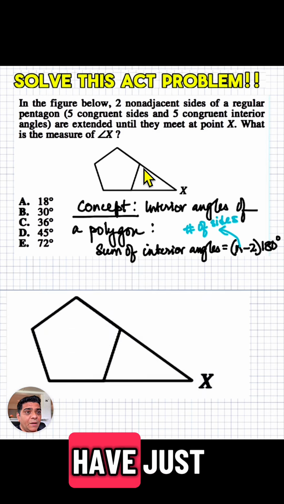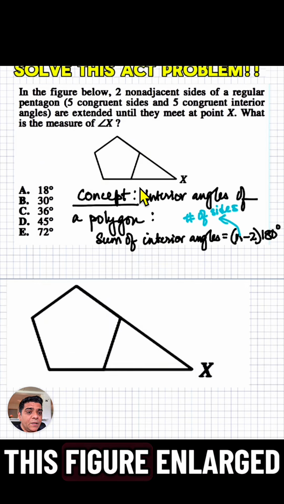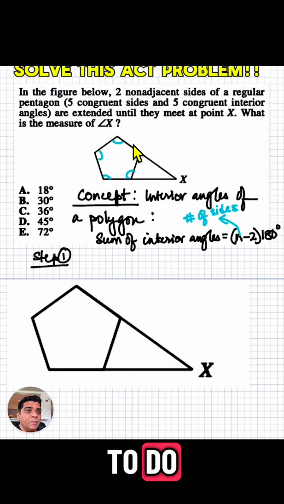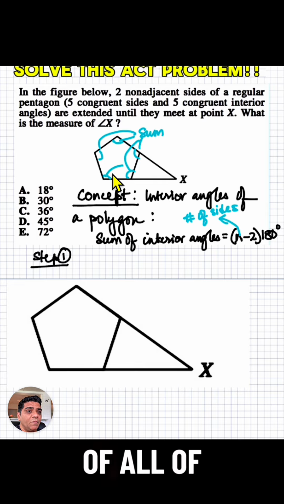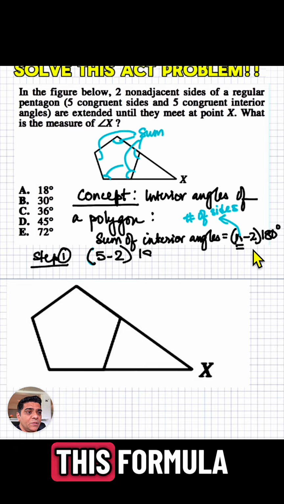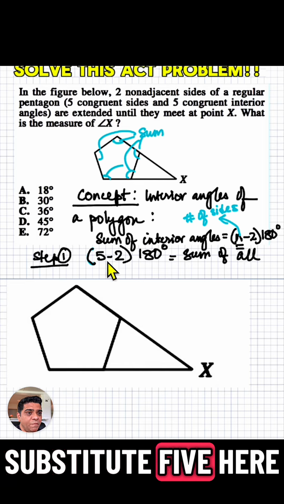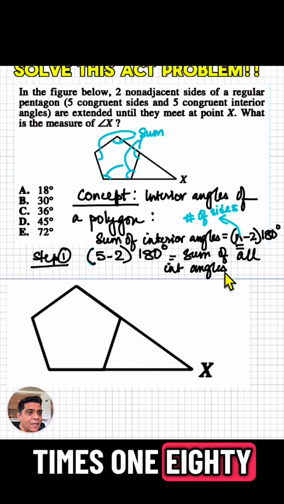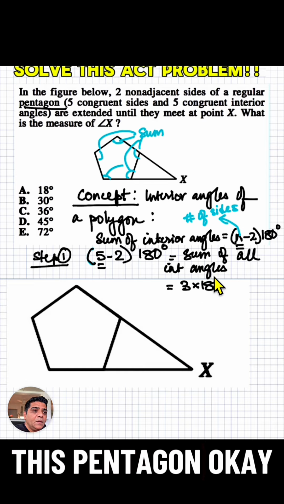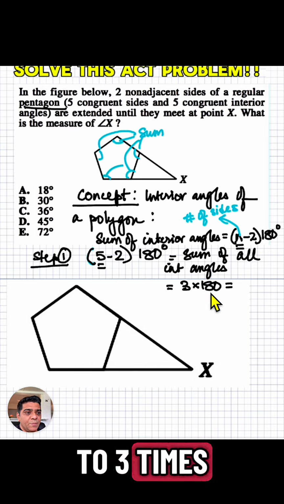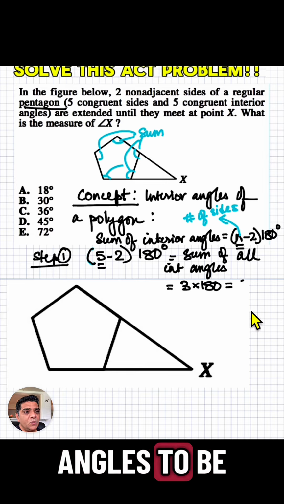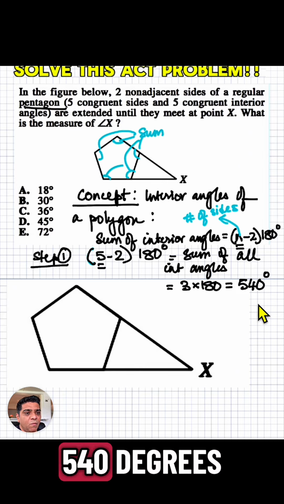So here I have just this figure enlarged, and the very first step that we are going to do is find the sum of all of these interior angles. In order to do that, we're going to use this formula. So we're going to substitute 5 here. 5 minus 2 times 180 is the sum of all the interior angles of this pentagon. So 5 minus 2, 3 times 180. So we get the sum of all the interior angles to be 540 degrees.